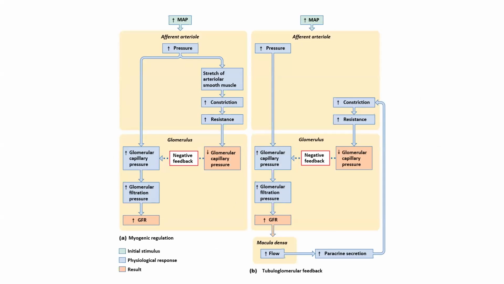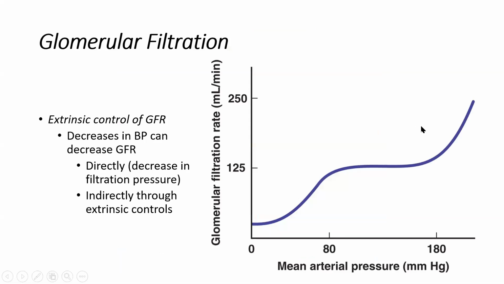The second mechanism was the tubular-glomerular feedback. And this was the macula densa cells that secrete paracrine factors that would communicate to the smooth muscle cells and allow them to constrict if there was stretch in the distal part of the tubule. So if there was increased flow coming through the distal parts of the tubule and there was increased stretch, the paracrine factors would communicate to the smooth muscle cells and allow them to constrict to resist that change in GFR.